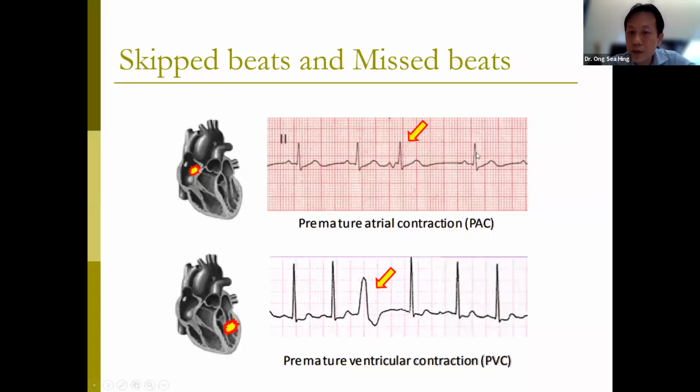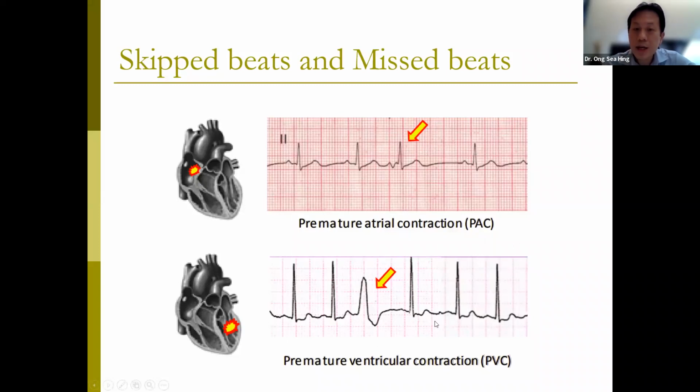Usually there is a compensatory pause before the next P wave comes about. Okay, and that compensatory pause will give more time for the heart to fill with blood, and therefore the patients will come to you saying, "Doctor, I feel like my heart jumped, or my heart is kind of jumping out of my mouth, or I feel like I missed a beat." So sometimes they feel like they missed a beat because of this compensatory pause, and sometimes they feel that the heart jumped because the normal beat after the compensatory pause usually has a greater stroke volume, a greater volume of blood that is pumped, because there is a longer diastolic time for it to fill up with blood.